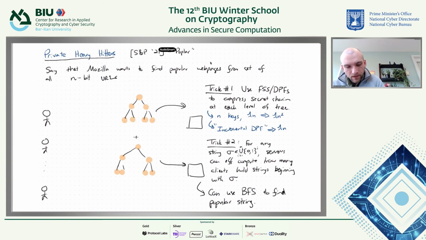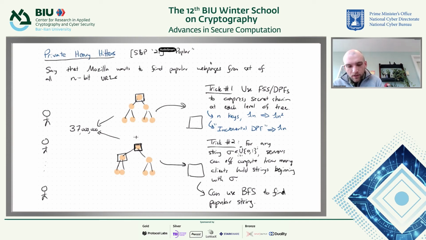The servers will walk down this tree from the root to the leaves, pruning all of the nodes that are unpopular. So the servers will each ask how many clients have strings that begin with the empty string. They'll publish their shares of this value and they'll see the answer is 37 million or something like this. So they'll say, okay, there could be a popular string under this node.